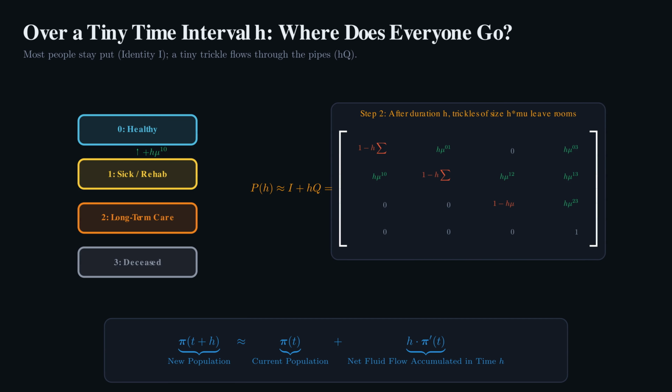Over a tiny interval h, most people stay put, which is the identity matrix. A trickle of size h times mu leaves through the pipes, which is hQ. The new population is the current population plus h times the net flow. That is Euler in matrix form. P of t plus h is about P of t times (I plus hQ).